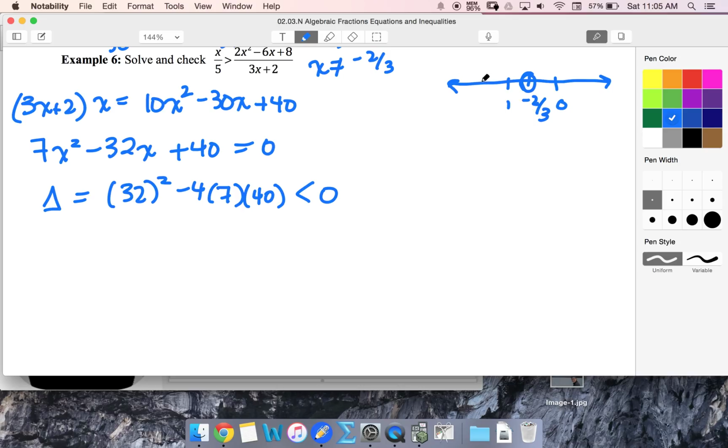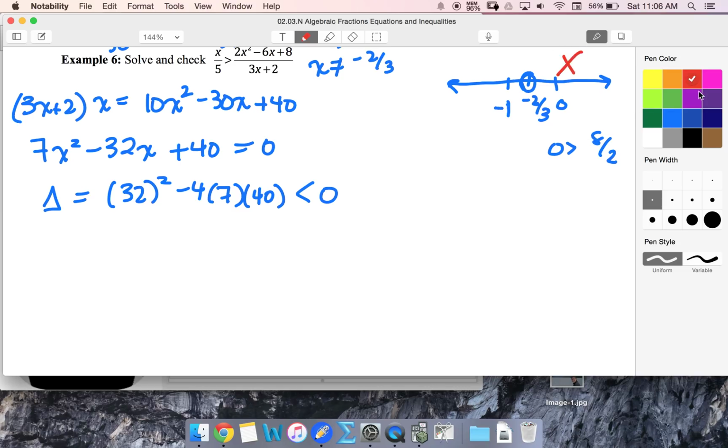Now trying to solve this and determine where it's true, I could have either everything to the left, everything to the right, neither one, or both. So I want to test for my solutions. I should have made this -1, not 1. So let's test both 0 and -1. Of course, 0 is the easiest one to test. If I test 0, I get 0 is greater than 8 over 2. That's false. So that side's not true.